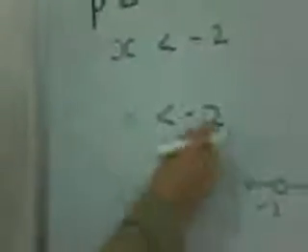Okay, and that is it. It's done. x smaller than minus 2, this side is shaded.